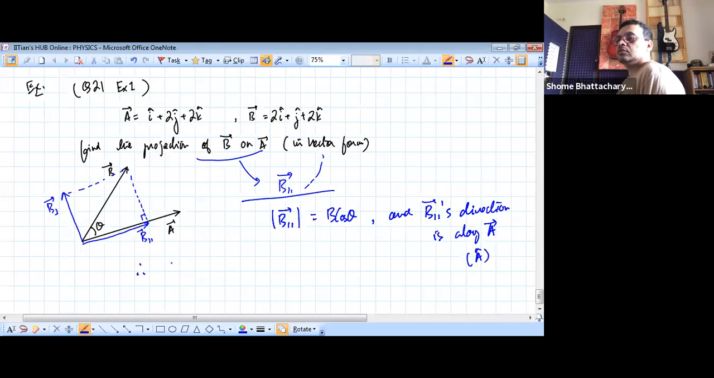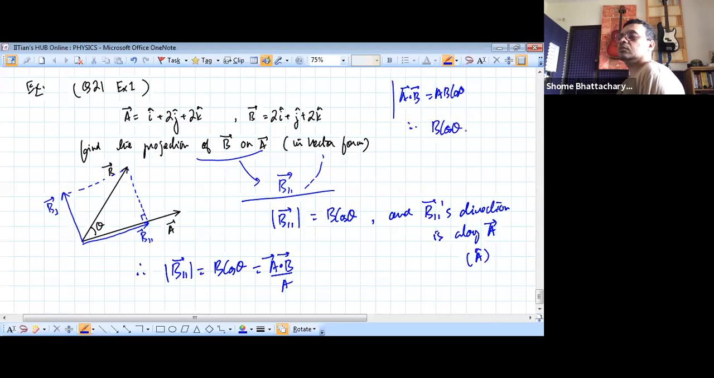So therefore, B parallel's magnitude, which is B cos theta, how will we find it? A dot B divided by magnitude of A. Okay. Now you know that the definition of A dot B is AB cos theta. So therefore, what is B cos theta now? It is A dot B divided by mod A. So use these two vectors now to find the dot product.